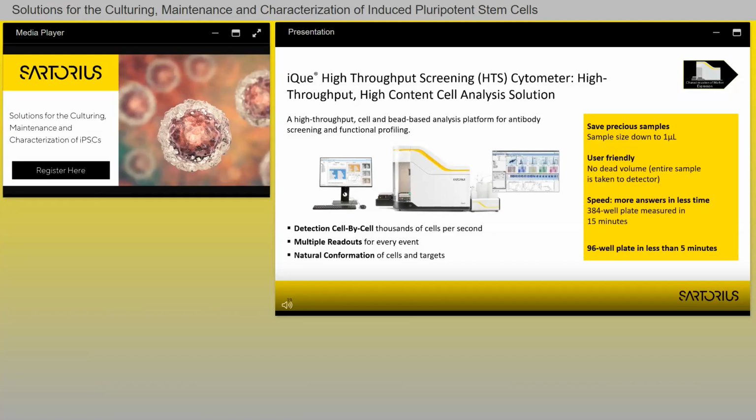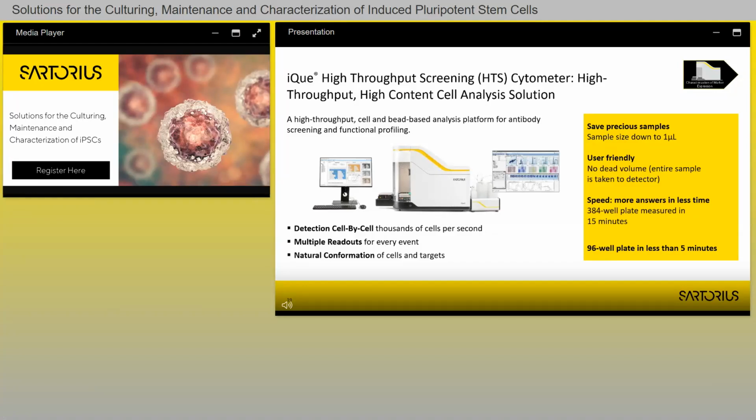In the middle of the slide, you can see an image of the iQue there, and it comes with its own proprietary software called the Foresight software. And you can detect cell by cell, so thousands of cells per second with multiple readouts for every single event. And you can analyze the natural conformation of cells and targets.